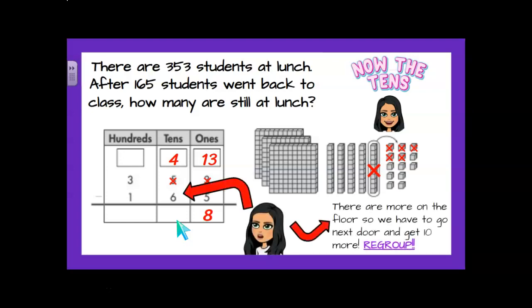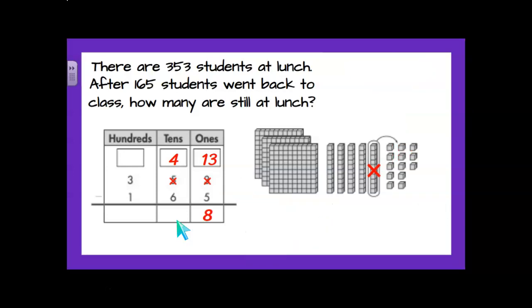No, we have more on the floor. So we're going to have to go next door and grab 10 groups of 10, which is 100. So we take that group of 100 and break it into 10 tens. So change your 3 to a 2 because we took that group. Now we're adding 10 groups of 10 to the tens column. So we change it. 4 plus 10 is 14 now.